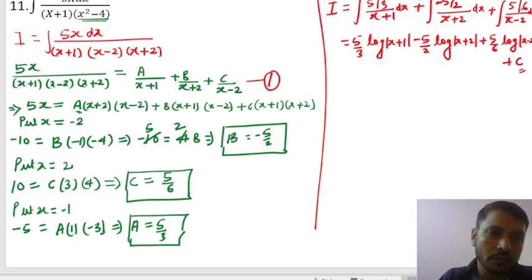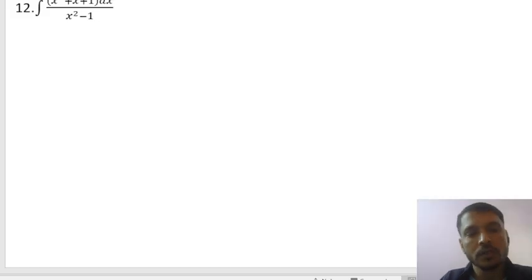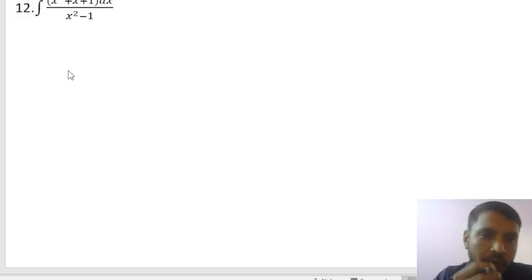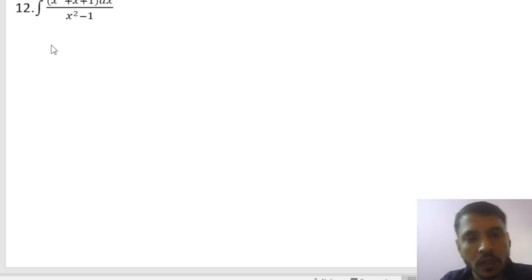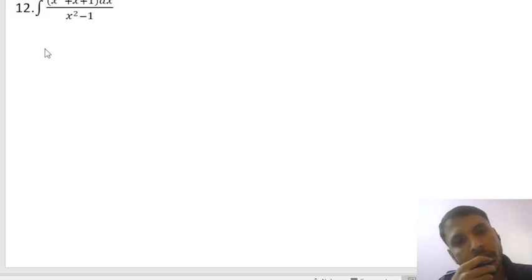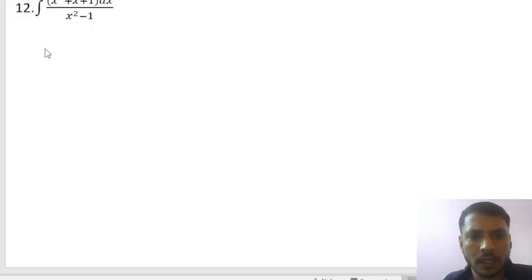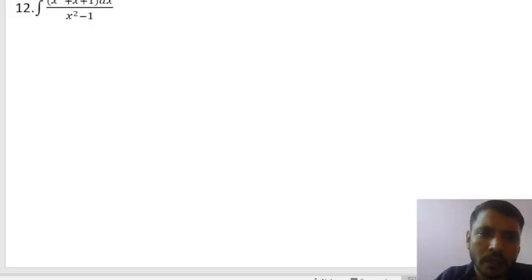Now we'll move to the question number 12. So in the question number 12, what is given? We have been given a cubic equation by a quadratic equation. That means first we have to convert it into a proper fraction. How can we do that? Here we cannot apply any identities directly. We have to first divide this numerator by the denominator part.